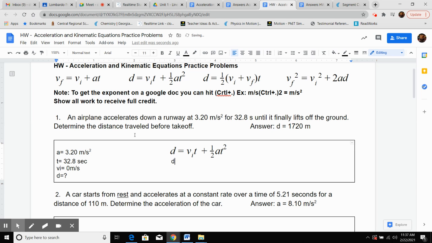Don't know what D is. VI was 0. Time was 32.8, plus 1/2 A, which was 3.20, times t squared, which was 32.8. Now you remember, in this equation, you're only squaring time.